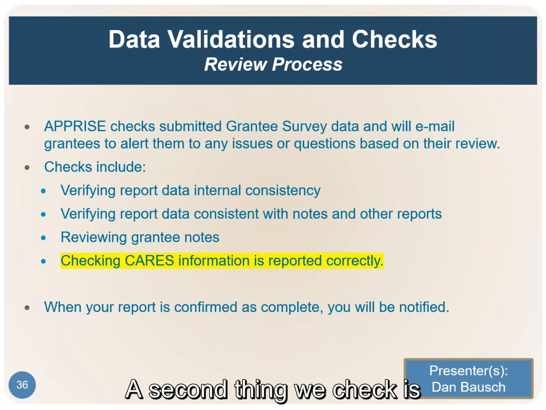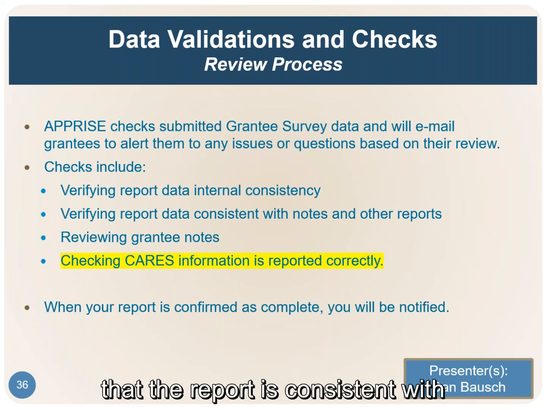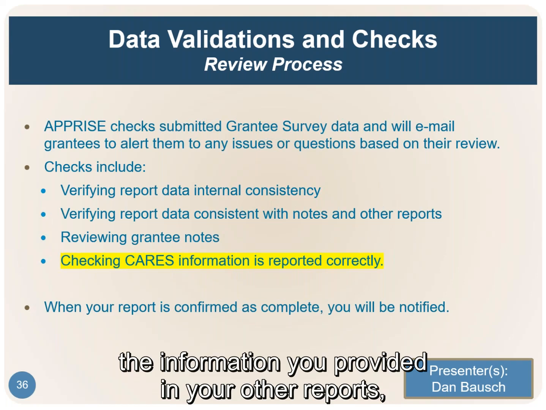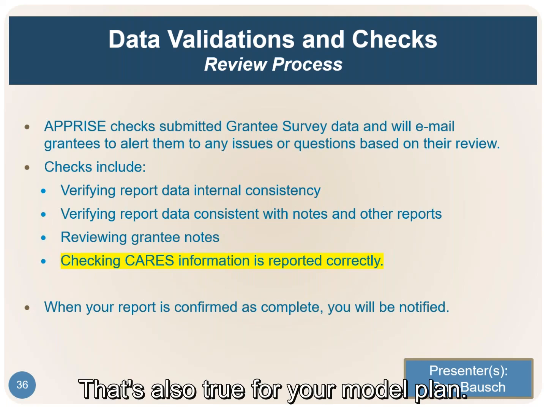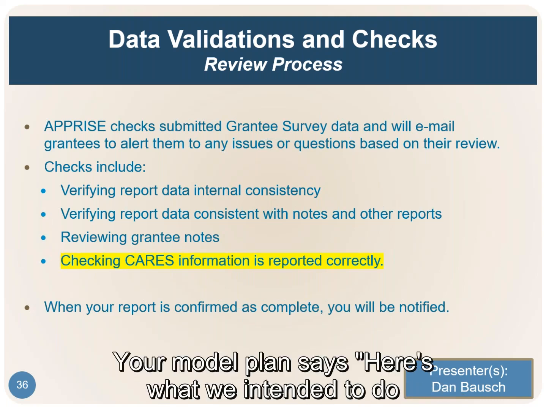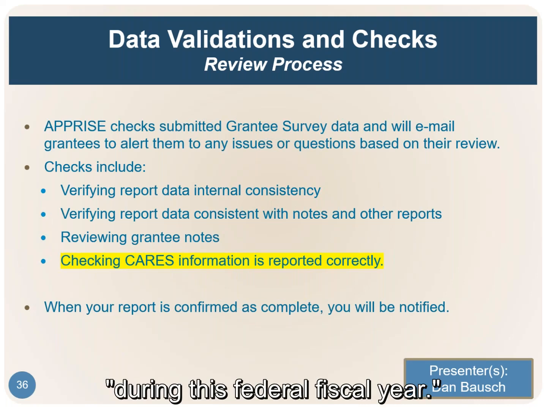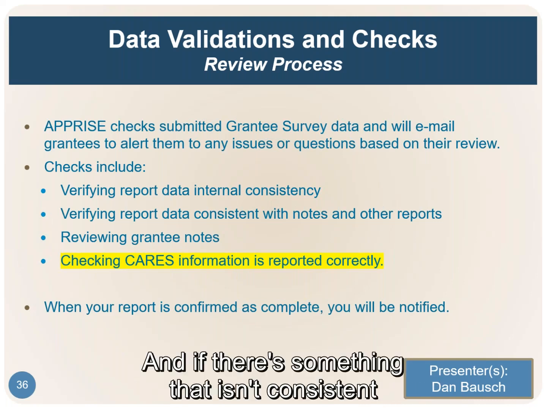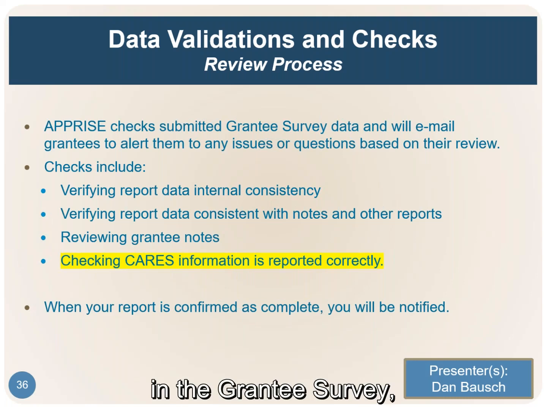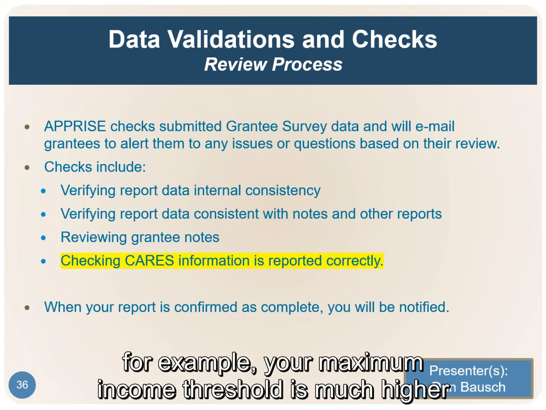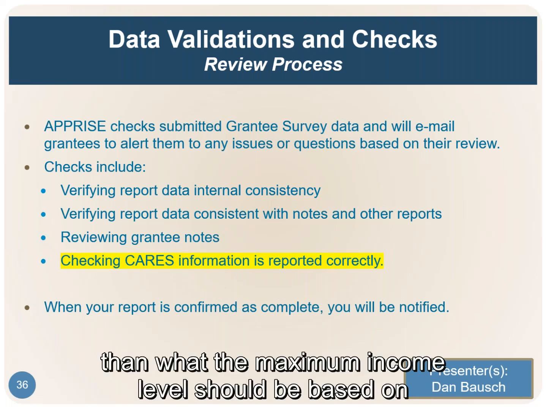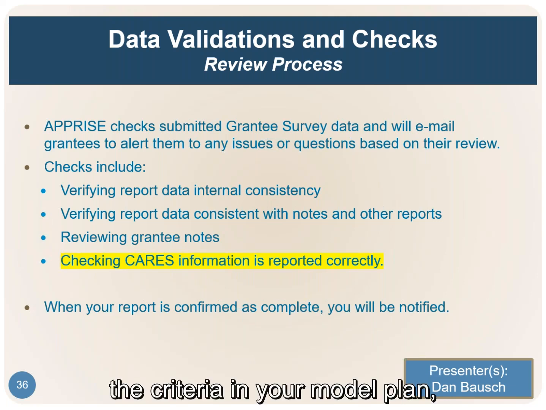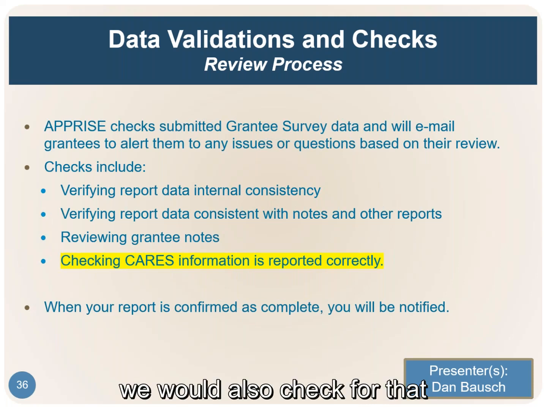A second thing we check is that the report is consistent with the information you provide in your other reports. And Melissa talked about that earlier with the household report. That's also true for your model plan. Your model plan says, here's what we intended to do during this federal fiscal year. And if there's something that isn't consistent in the Grantee Survey, for example, your maximum income threshold is much higher than what the maximum income level should be based on the criteria in your model plan, we would also check for that and ask you about that.